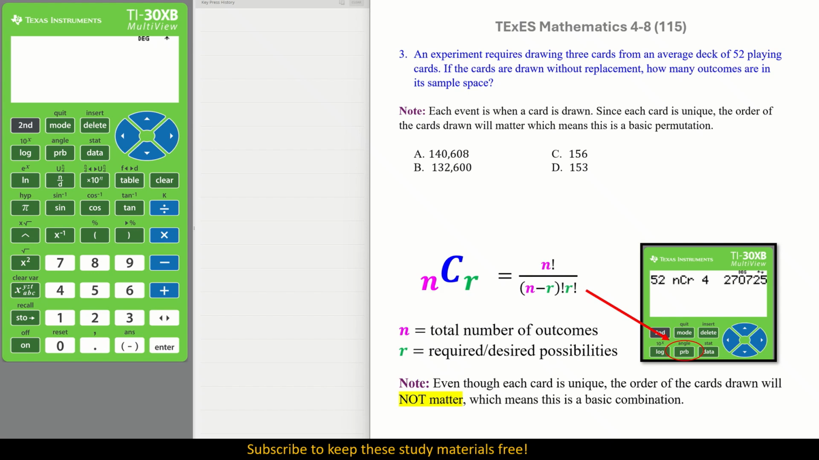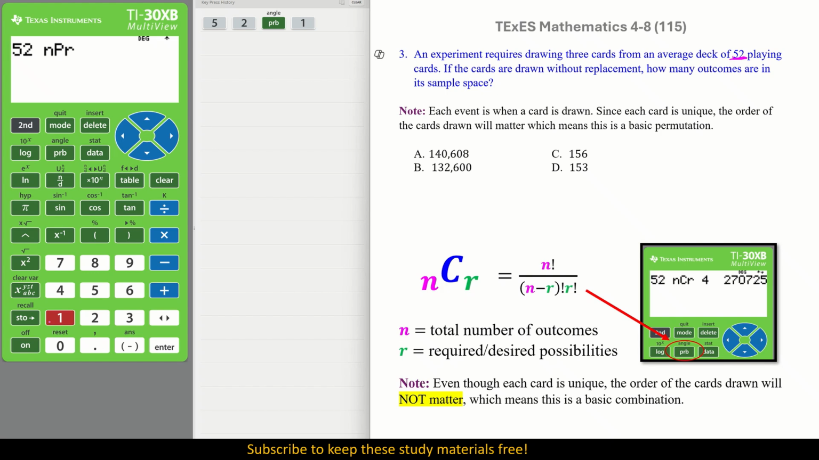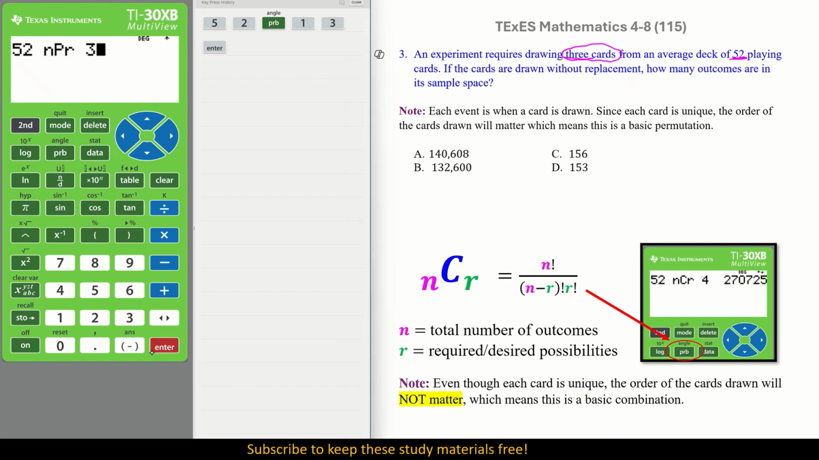First, what you need to do is put in 52. Now we need to push the PRB button, and that means we want number 1, so you can do 1 or enter either one. How many cards? Here's our 52. But we are only concerned with 3 cards, so we push 3 and enter. And out comes a possibility, or a sample space, that we're going to work with.